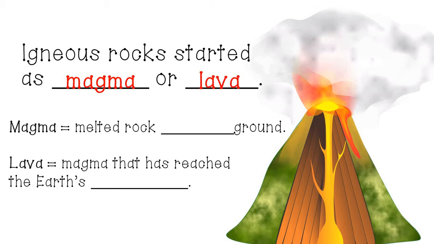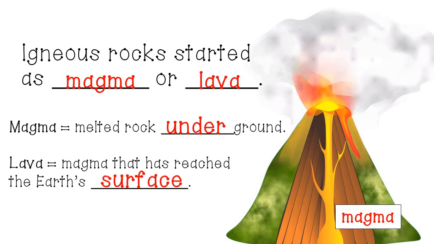Let's take a moment to make sure we know the difference between those two words. Magma and lava are both melted rock that is so hot that instead of being a solid, it's actually a liquid. The difference between the two of them is where they are located. Magma is melted rock that is under the ground. So looking at our volcano here, all of these sections are considered magma, where the rock is melted, but it's underneath the Earth's surface. Once that magma escapes out onto the surface, then we call it lava. So lava is magma that has reached the Earth's surface.